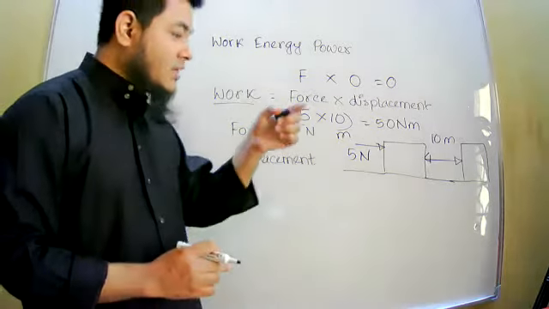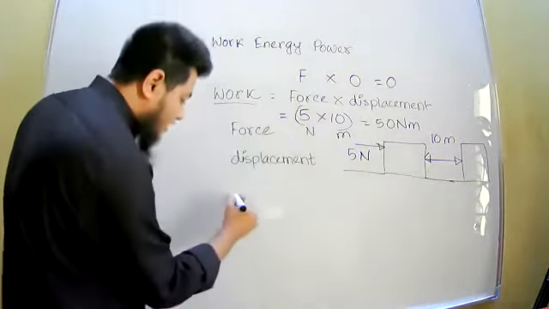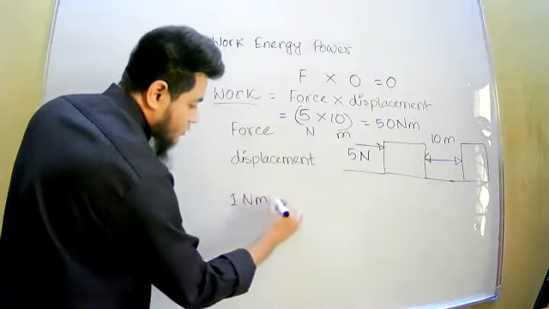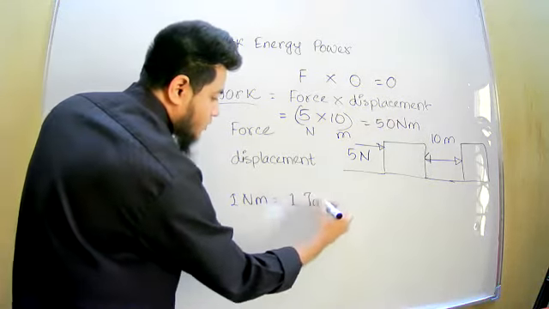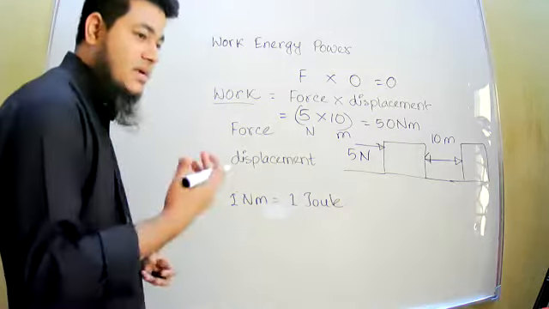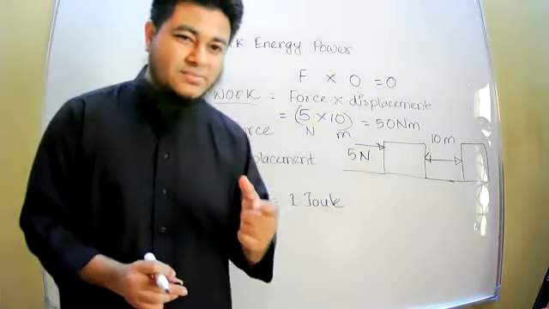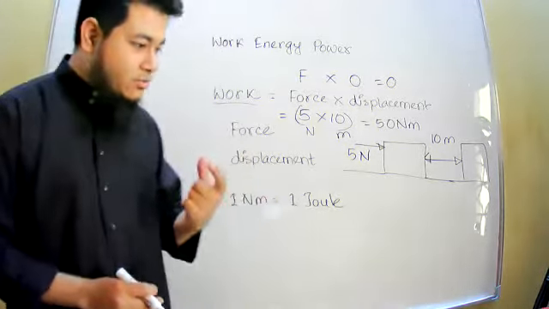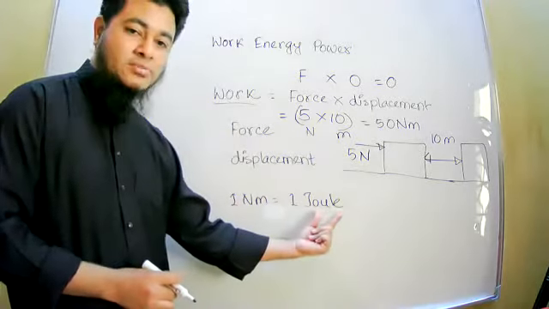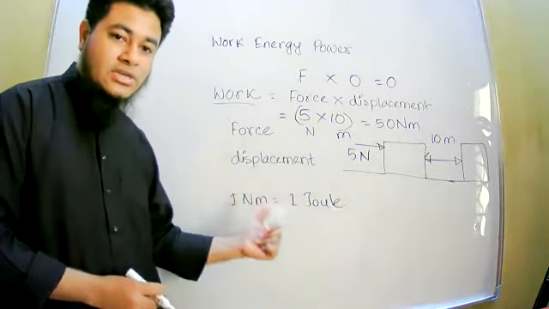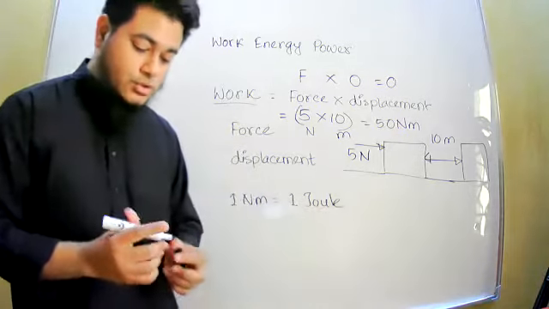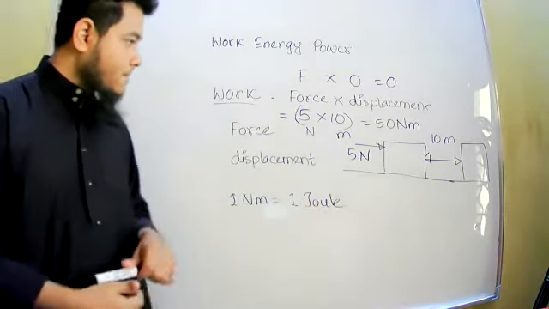Now, this 1 Newton meter can also be named as 1 J. Joule is the name of a scientist, James Prescott Joule. According to his name, the unit of work has been named. So 1 Newton meter means 1 joule. Understood? Yes, sir.